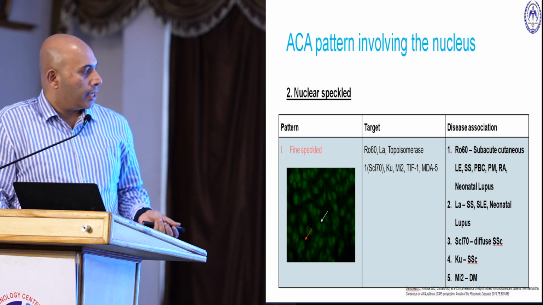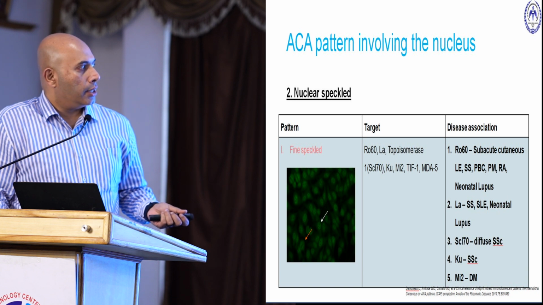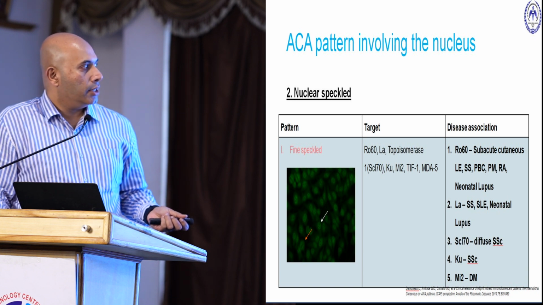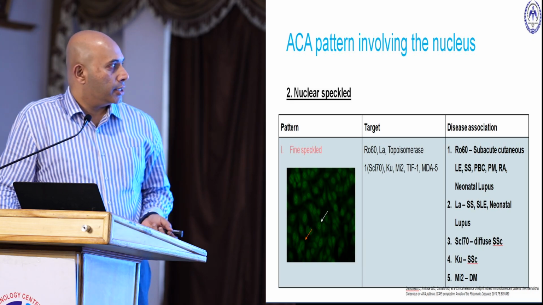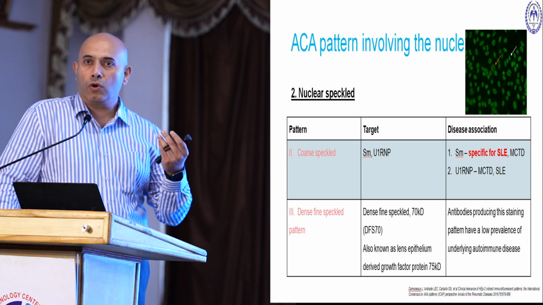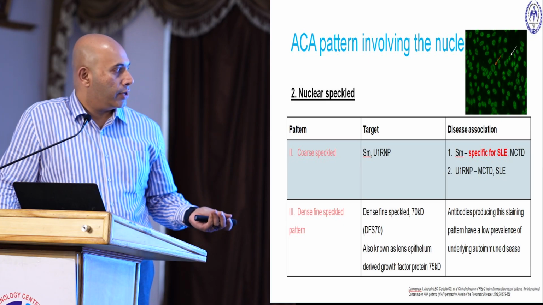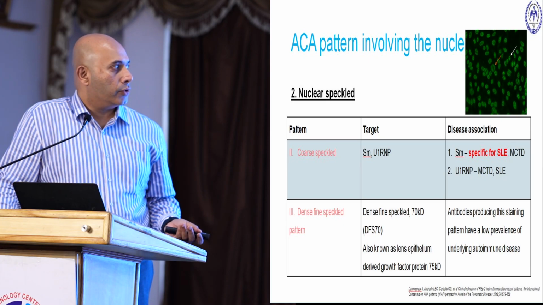So we have a fine speckled pattern. Here's the mitotic cell, which acts as a negative control, and then that's a fine speckled pattern in the nucleus. It's generally seen with topaz, which is SEL70, or it could be Rho60, which is Ro and La. The nucleus speckled is the next pattern, where again we have coarse speckled, fine speckled, and we also have a dense fine speckled pattern.